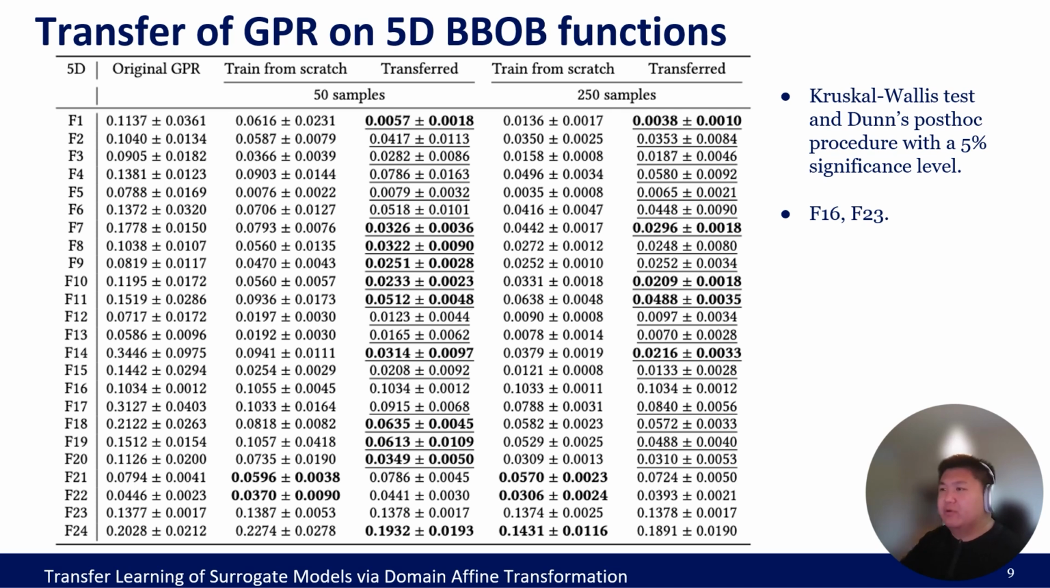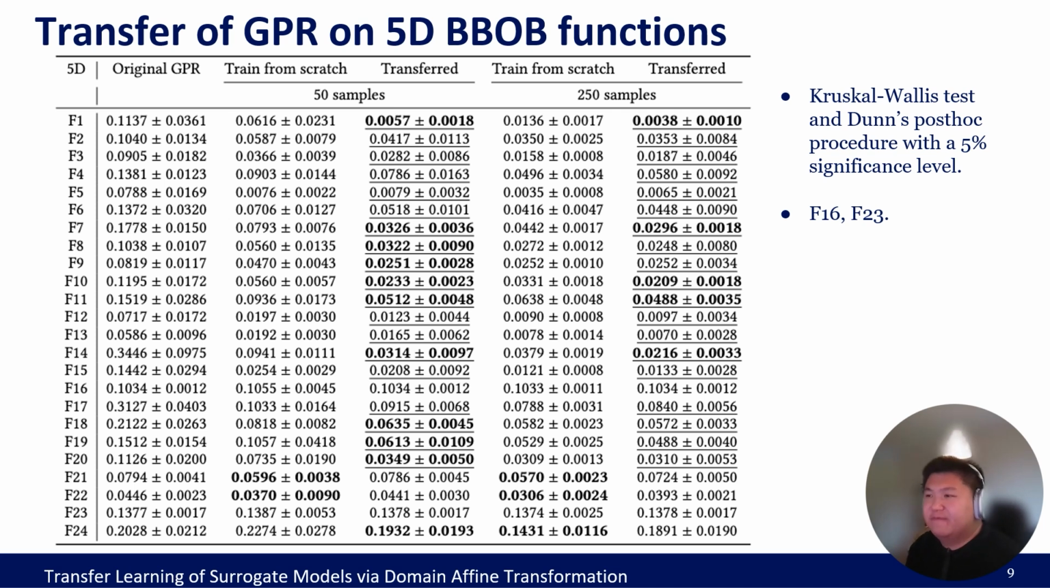So this is the table to compare the original GPR, the GPR trained from scratch, and the transfer GPR on 5-dimension BBOB functions. In our paper's appendix, we also have the tables for 2D and 10D. In this table, we include the results for two sets of transfer data, which are 50 and 250. Also, we compared the symmetric mean absolute percentage errors of the three models and indicate the statistical significance as follows. The transfer model is underlined if it outperforms the original model. Among the transfer model and the one trained from scratch, the better one is indicated with boldface with the significance level.